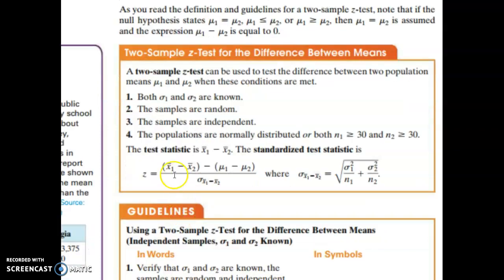Then on top, we're going to subtract the two sample means from one another. And the population means are set equal to each other, so this value is 0. It'll basically just cancel out. So on top, we're just subtracting the sample means from one another. And on bottom, it's this calculation here.